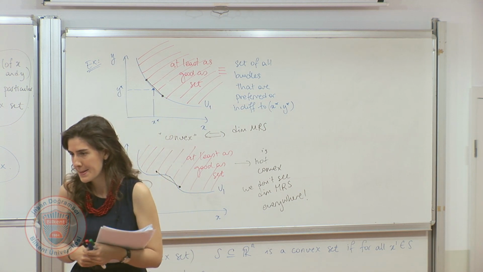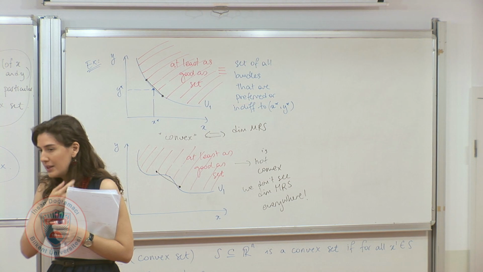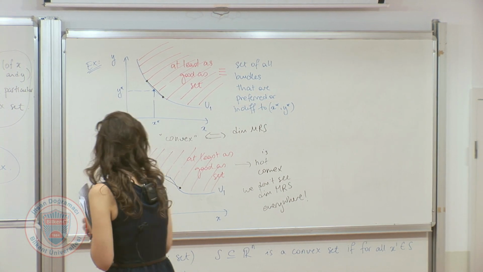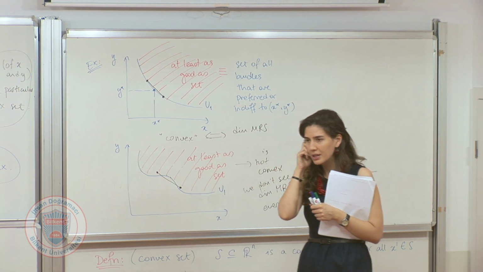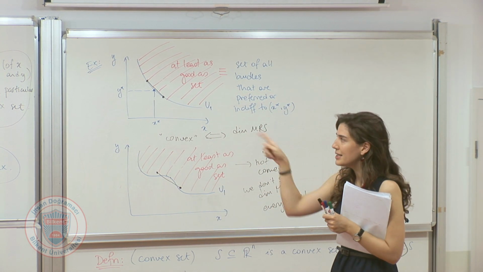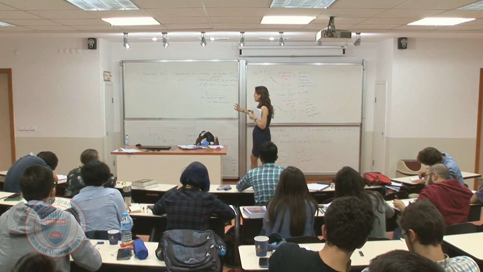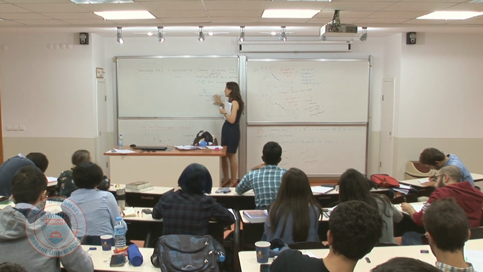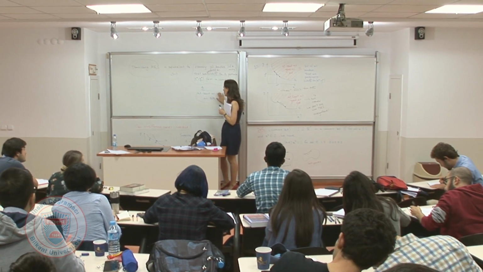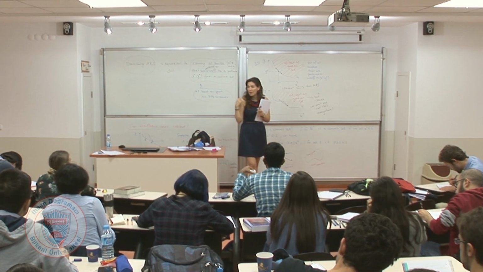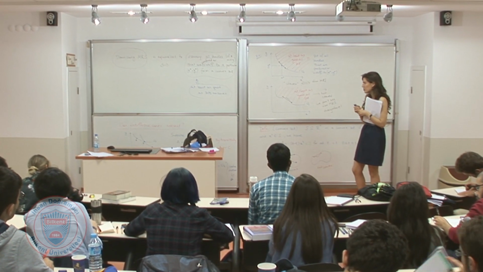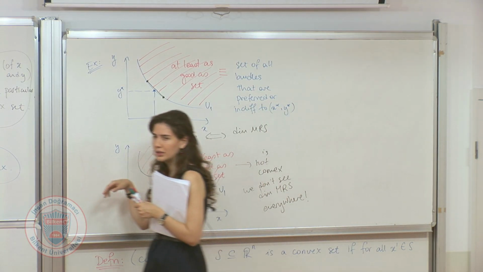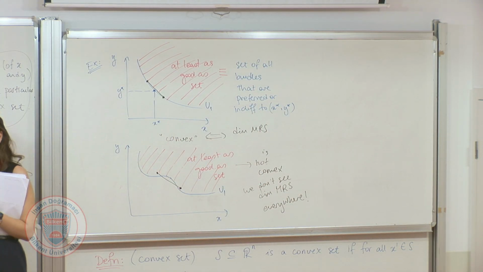Yes? You assume that at least as good as sets are convex, that contradicts with these. Yes, so if there is no diminishing marginal rate of substitution here, it's not the absolute assumption. Right? So you see that we said the diminishing marginal rate of substitution is equivalent to this, okay? So when you don't have this, it doesn't necessarily require that you have diminishing marginal rate of substitution, okay? So these are equivalent sayings, okay? So that is one way.